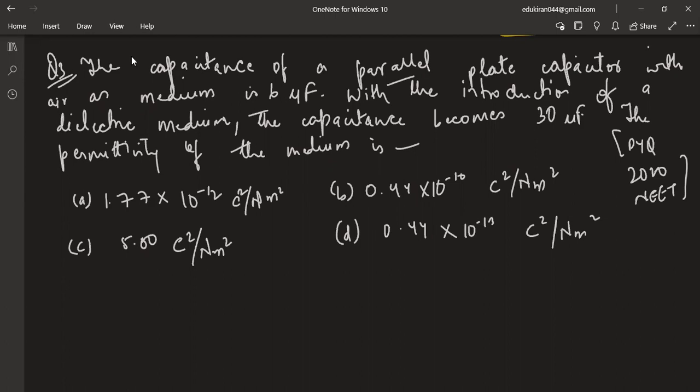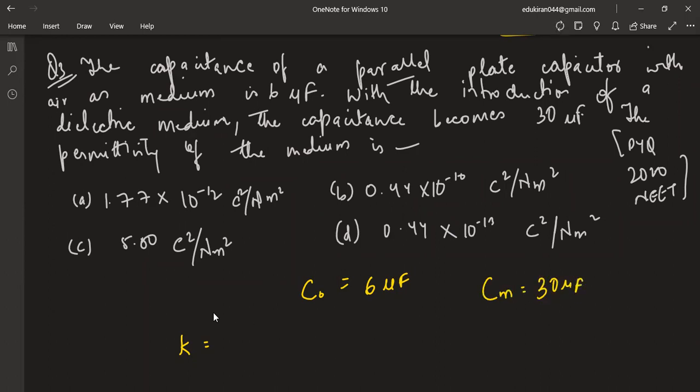See, the capacitance of a parallel plate capacitor with air as medium. So Abhinav and Iram, their answer is right. C naught, that is in air, is given to you as 6 microfarad, right? So dielectric constant will be capacitance in the medium divided by the capacitance in air. What is the capacitance in the medium, in dielectric medium? In medium, it is 30 microfarad.